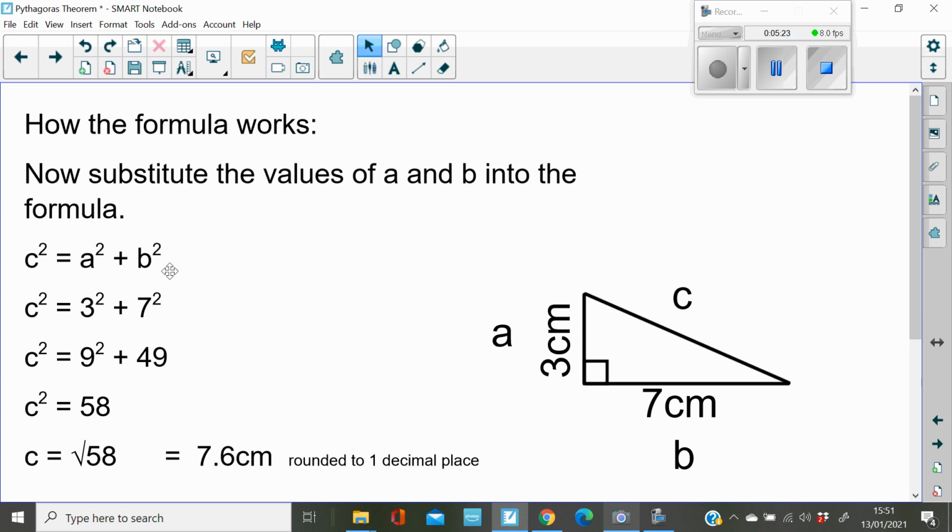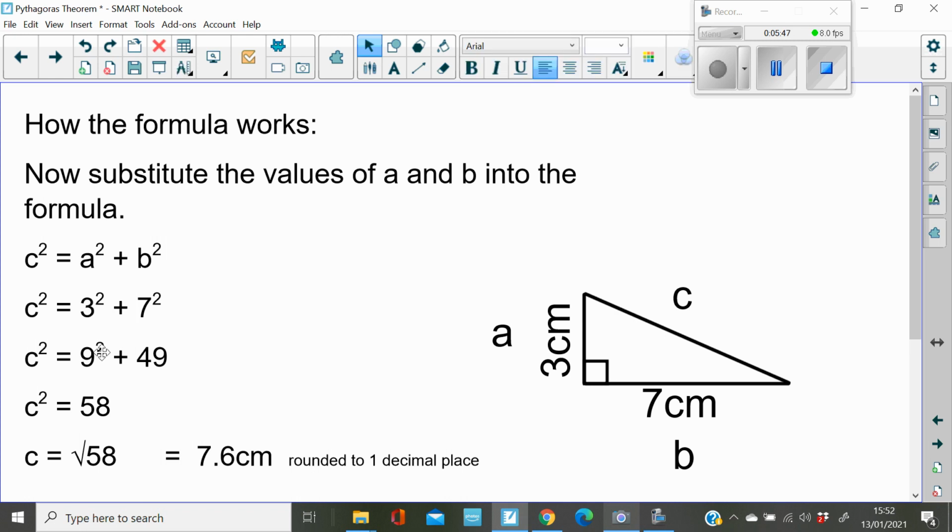So what you do is you start off by writing the formula. C squared equals A squared plus B squared. You look at your diagram and we can see what the values of A and B are. A is 3 and B is 7. So over here, we can say that C squared is 3 squared plus 7 squared. Now remember, squaring does not mean times by 2, it means times by itself. 3 squared is 3 times 3.